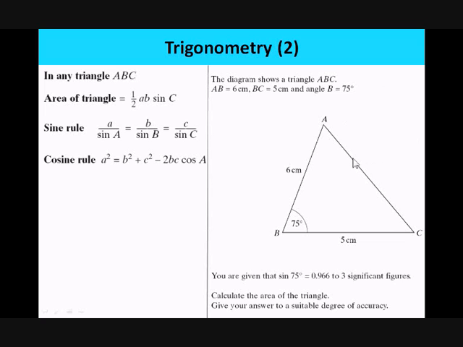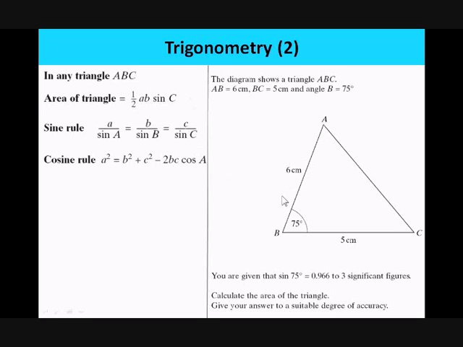And here's an exam question. The diagram shows a triangle ABC. AB equals 6 centimeters. BC equals 5 centimeters, so from B to C, 5 centimeters. Angle B is 75 degrees. You're given that sine 75 is 0.966. Calculate the area of the triangle. Okay, so we're being asked for the area, so it's clearly going to be this first rule here. Area equals a half ab sine C.